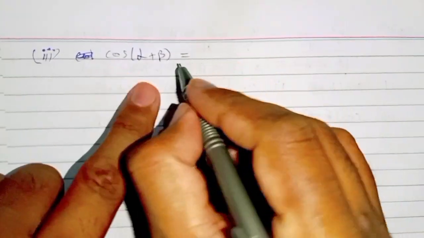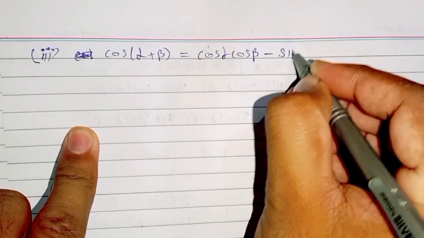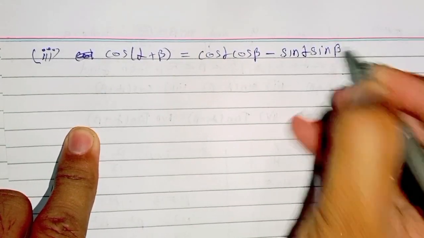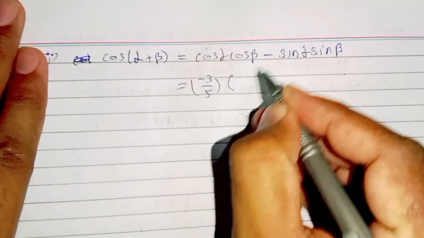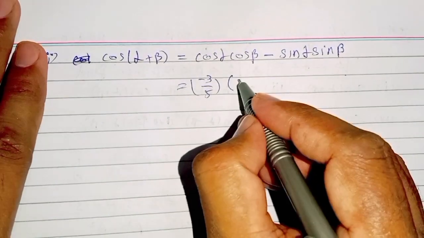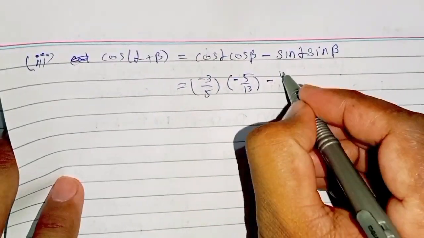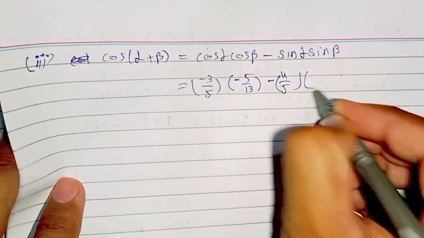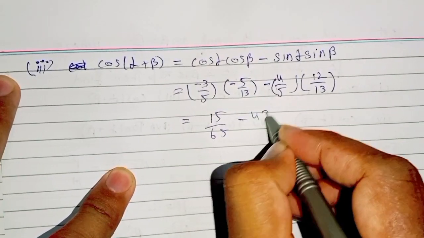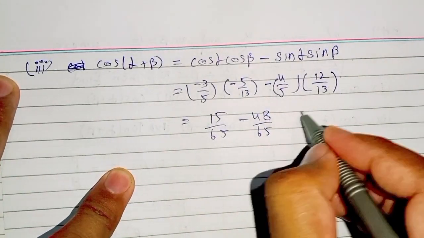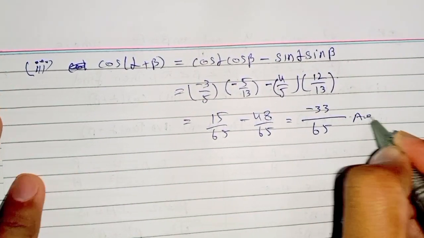We know that the formula for cos of alpha plus beta is cos alpha cos beta minus sine alpha sine beta. We know that the value of cos alpha is minus 3 over 5 and the value of cos beta is minus 5 over 13. Sine alpha is given as 4 over 5 and sine beta is 12 over 13, which is equal to 15 over 65 minus 48 over 65. Taking LCM, 65, which is equal to minus 33 over 65.